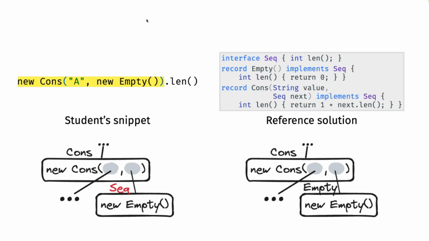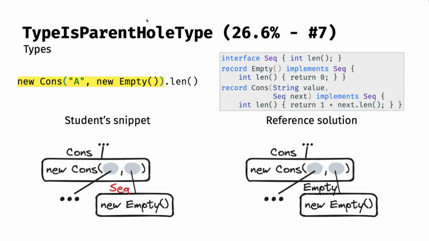Why is that? It is because the students did not understand correctly how expressions are typed, so they didn't reason about this expression in isolation, but they looked at it from the point of view of the constructor, and so they set the type as the parameter's type, which will be the type of this constructor here.